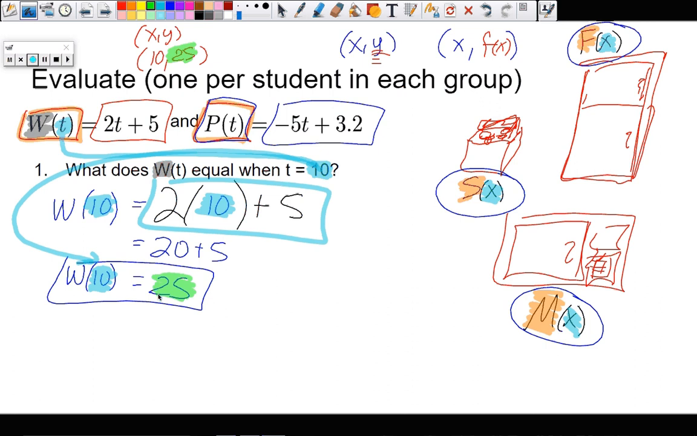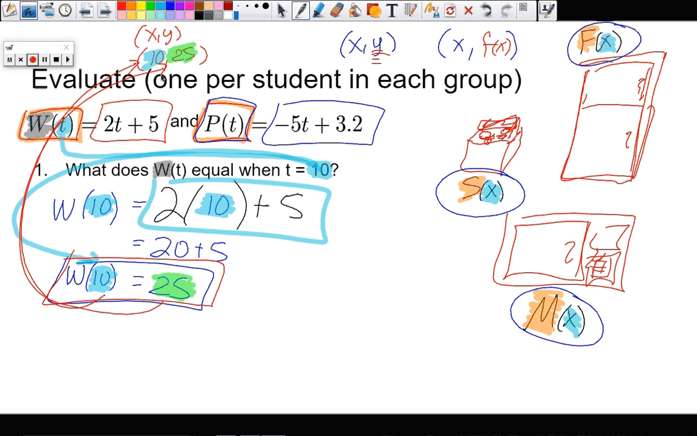Okay? Any questions before we continue? So if we wrote the answer, we would write W of 10, not W of t? Yes, that's a really good question. Don't write W of t. You're going to write W of 10 is equal to 25. You with me? Now, how do you think we should interpret this? That's a really good question that Aaron just asked, because a lot of people don't realize that this right here is the same as what you did in Algebra 1.